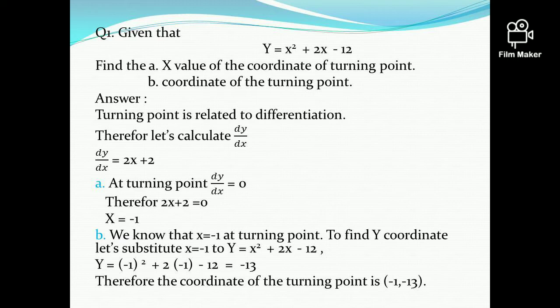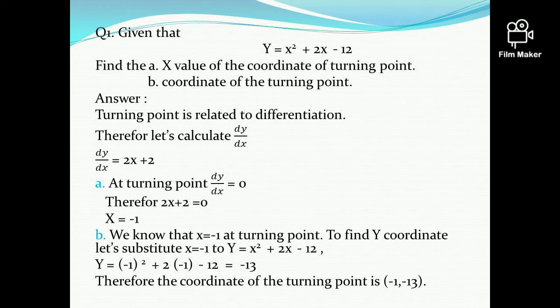What kind of questions can they ask you from this first differentiation and the nature of the turning point? The first question they ask is: given that y equals x squared plus 2x minus 12, find the x value of the coordinate of the turning point, and next, the coordinate of the turning point. In the first part of the question, they ask to find the x coordinate of the turning point.